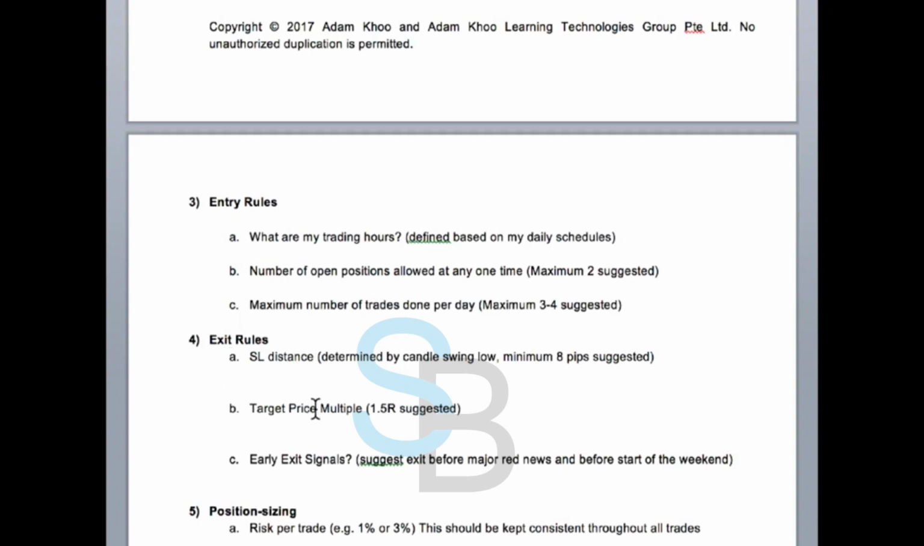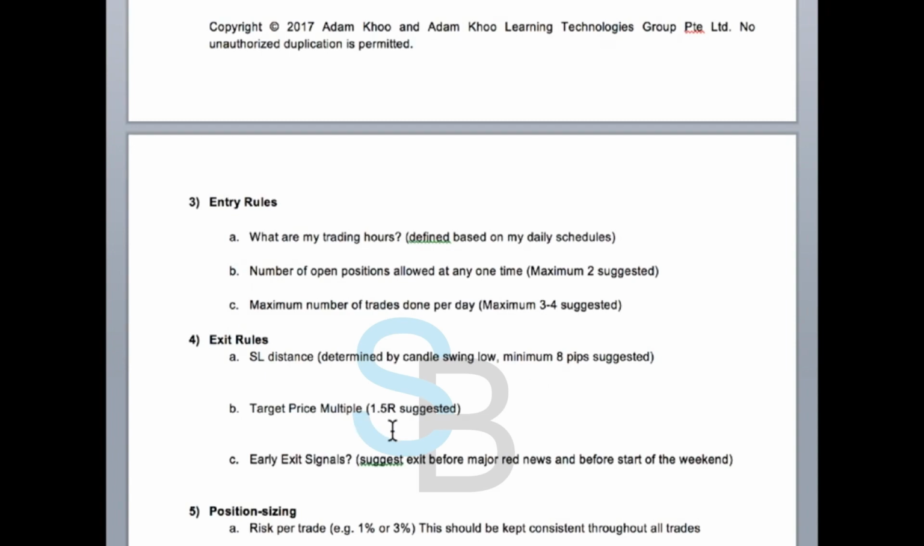Next, exit rules. Write down your exit rules. So I already taught you that your exit rule is a fixed stop loss and profit target. All right. And the stop loss distance should be a minimum of 8 pips. That's my suggestion. You could change it if you want, but that works well for me. Okay, minimum 8 pips. It could be more than 8 pips depending on where the swing low candle is when you go long and the swing high when you're going short.